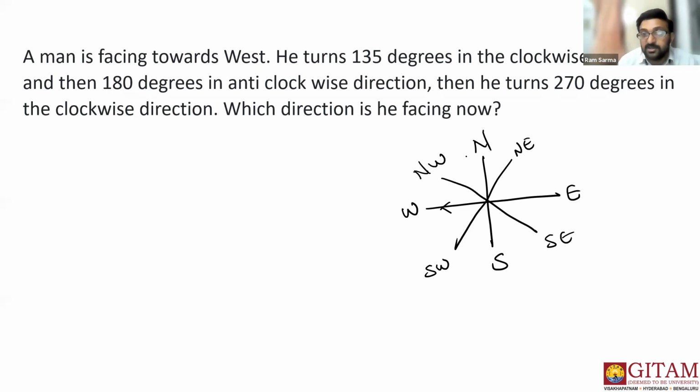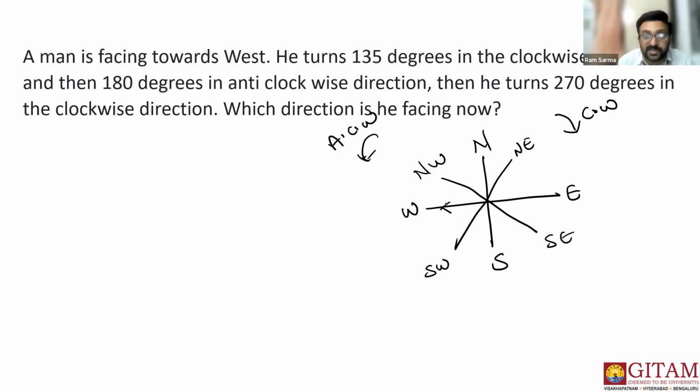So what we need to understand? What is clockwise direction and what is anti-clockwise direction? The direction in which the hands of a clock rotate, that's clockwise direction, and the other direction is anti-clockwise direction.